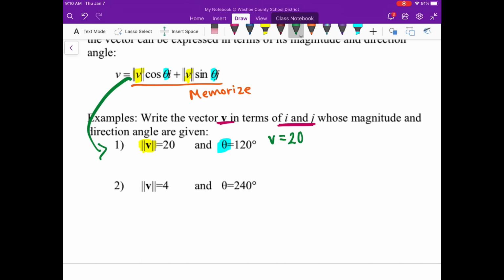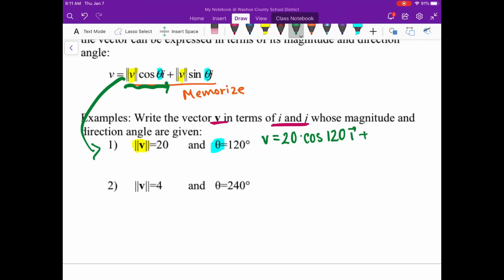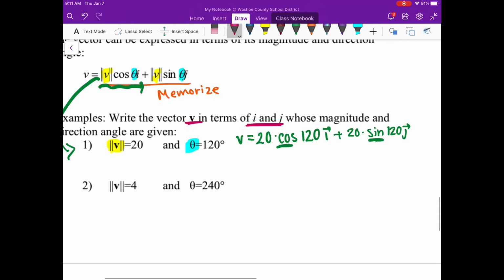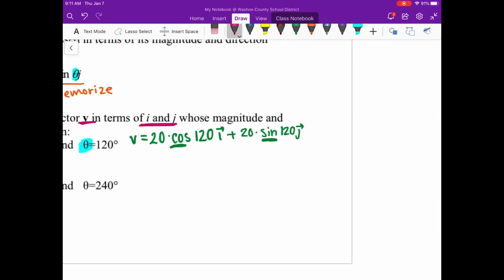First thing in the formula is the magnitude of v, which in this case is 20, times the cosine first, and then the angle is 120, and this is i. I'm just following this formula, going through it. Then it says plus, again, the magnitude of the vector v, which is 20, times sine of the same angle, and then j next to it. So remember we said i is the x values just like cosine, j is the y values just like sine. So that's another way to help you memorize which one goes with which.